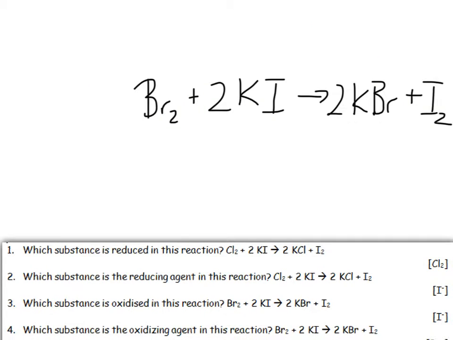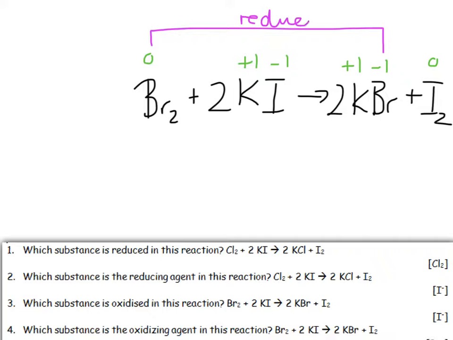Taking a look at the next one, you've got bromine on its own and iodine on its own. The two group 7 elements bonded, -1. The group 1 element bonded, +1. You've then got bromine goes from 0 to -1, so it is reduced. And the iodide goes from -1 to 0, so it is oxidized. It has lost electrons.